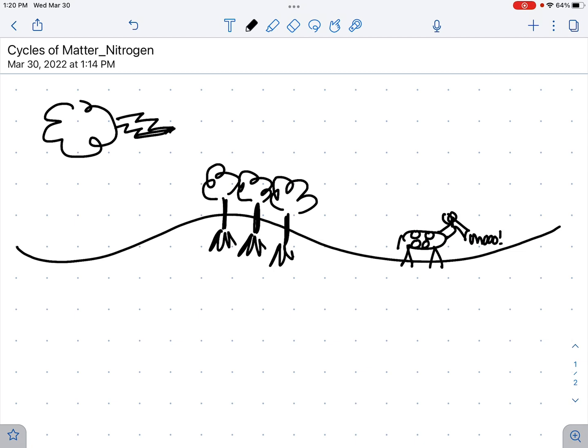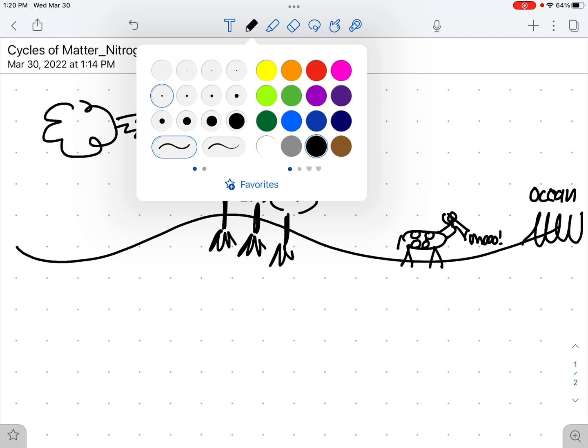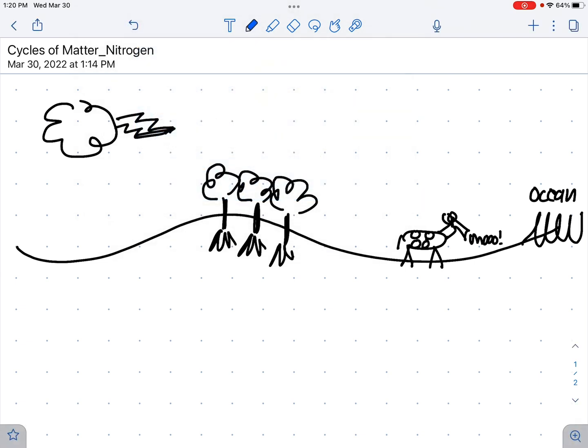We also have some abiotic factors. And over here, this is going to be the ocean. Very small ocean, but represented by it. And then we have some steps that are going to play into this. So we're going to add some labels and then connect them with some arrows. So some key players here. We have precipitation.